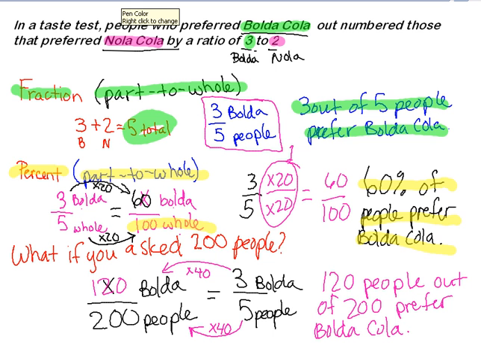Looked at our last one. What if you asked 200 people? That is also a whole, so you had to do people to people. And got that 120 people out of 200 people would prefer Bolda Cola.